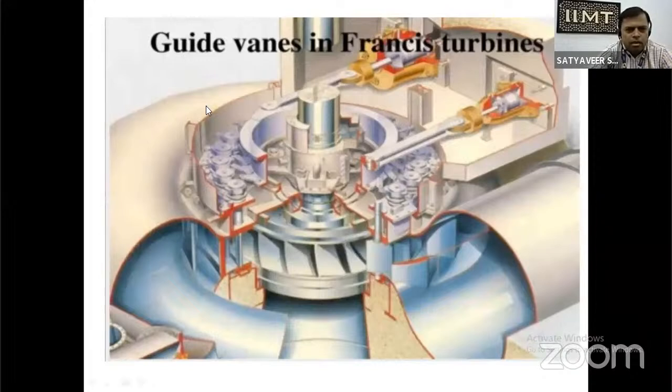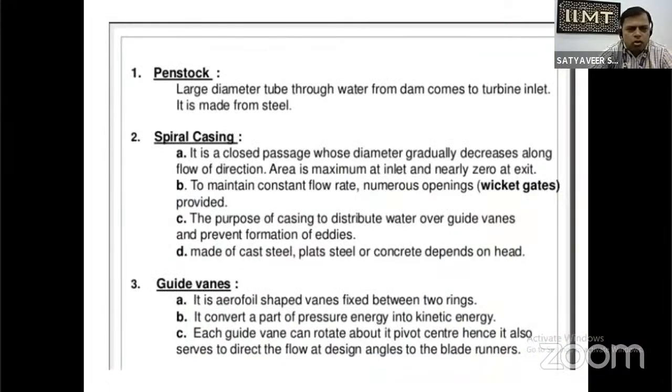This is a bigger Francis turbine that is installed in hydroelectric power plants. A number of parts are installed, such as the turbine shaft and guide vanes. So a large number of parts are there in the Francis turbine. We can talk about the different parts, their working style and working nature. The first one is the penstock. The penstock is a large diameter pipe used to transfer water from the dam to the turbine inlet. The penstock is generally made of steel.